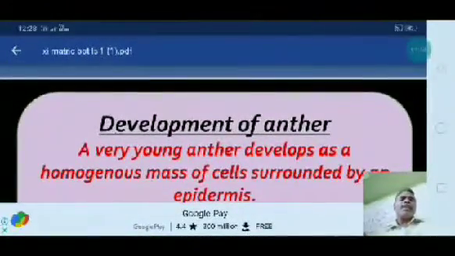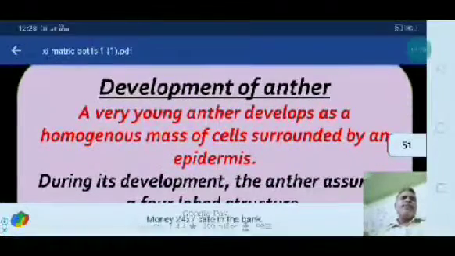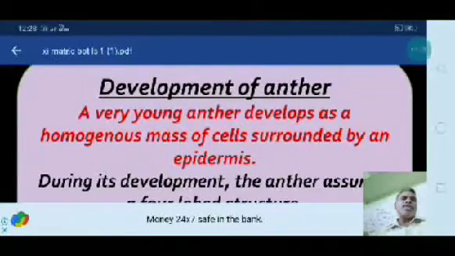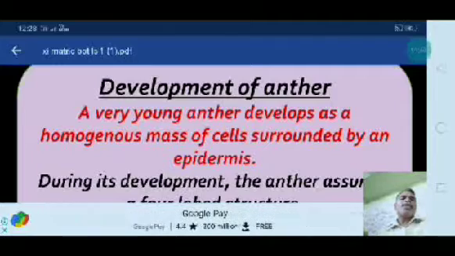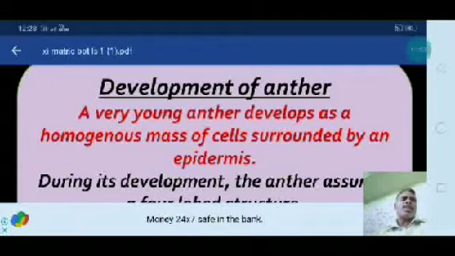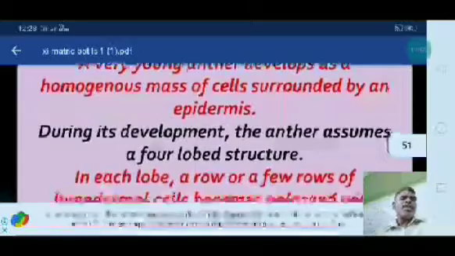First one, development of the anther. A very young anther develops as a homogeneous mass of cells surrounded by an epidermis. Homogeneous means the same structure, the same cells will be present. Homo means same. A homogeneous mass of cells surrounded by an epidermis.